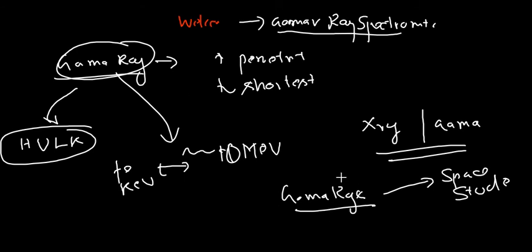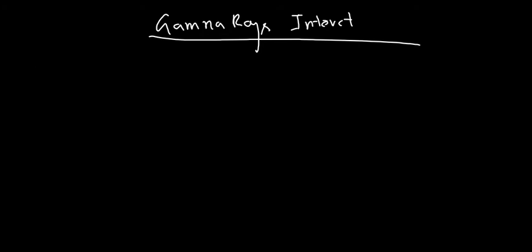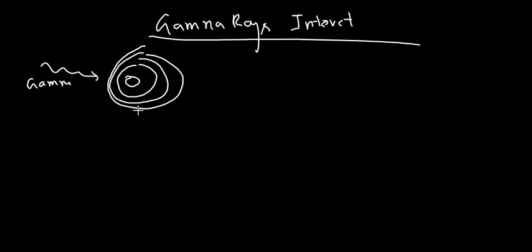Now we'll first see how gamma rays interact with matter. We know that the gamma photon is a very, very high energy photon. When this interacts with matter, by matter I mean an atom. We know that an atom has a central nucleus surrounded by electrons. The interaction of gamma rays with matter is connected with three particular phenomena, three possibilities.